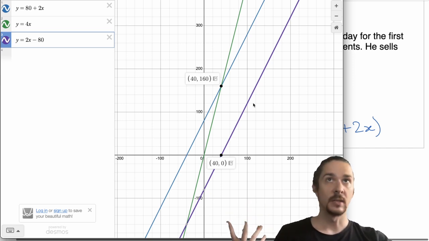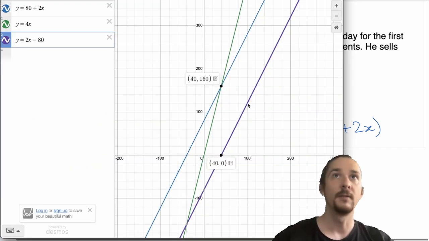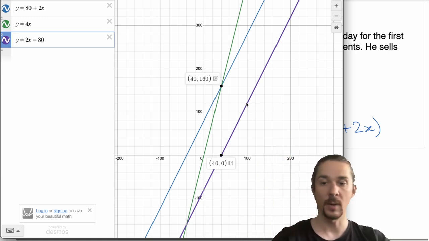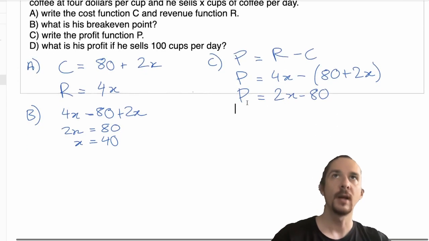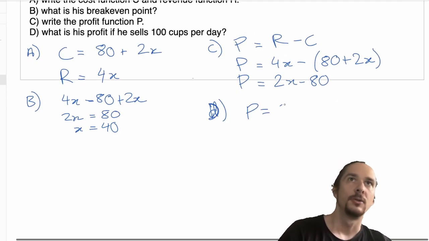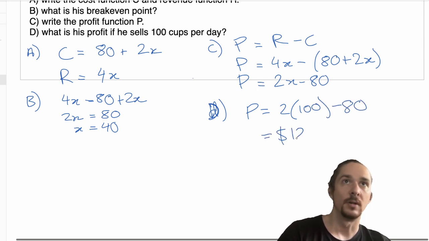Now, the next question that we're asked is, what is his profit if he sells 100 cups in a day? So if we find where x is 100, we can see that his profit on the profit line is 120. But we don't want to be solving this graphically. We want to be solving this algebraically. So algebraically, we would say profit equals 2 times 100 minus 80, and then that will equal $120.